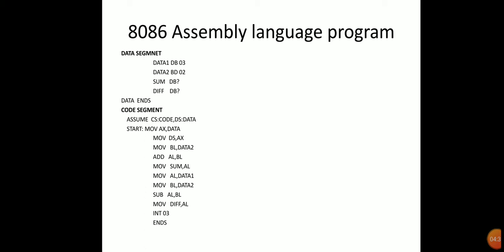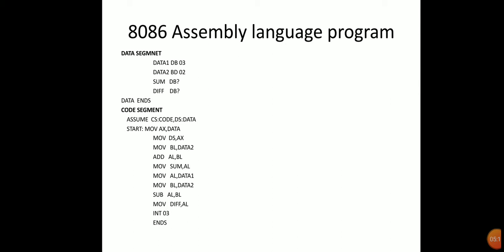In the data segment variables, I am using data 1 and data 2. That is, data 1 DB, defined byte 03, and data 2 DB 02. So these two data will be added and subtracted in the same program. So we initialize the data 1 value and the data 2 value, and the output of the sum and the output of the difference, and the data ends.